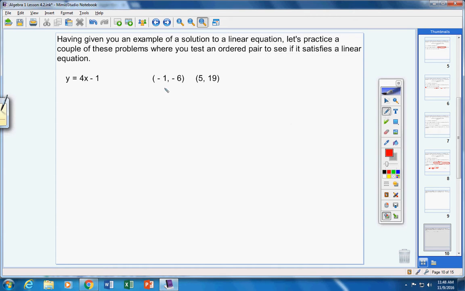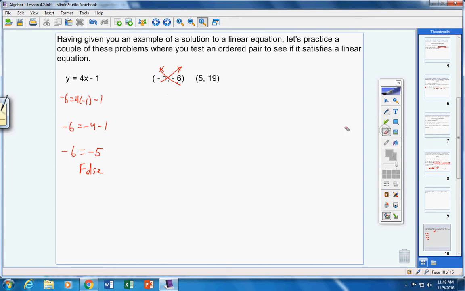Alright, here we go. Now, here's my x, here's my y. Let's see if this ordered pair is a solution to this equation. Where the y is, I'm going to put a negative 6. Where the x is, I'm going to put a negative 1. And here we go. 4 times negative 1 is negative 4. Bring down your negative 1. Negative 4, negative 1. You owe me 4, you owe me 1. You owe me 5. No, that is false. That does not work. So this ordered pair is not a solution.